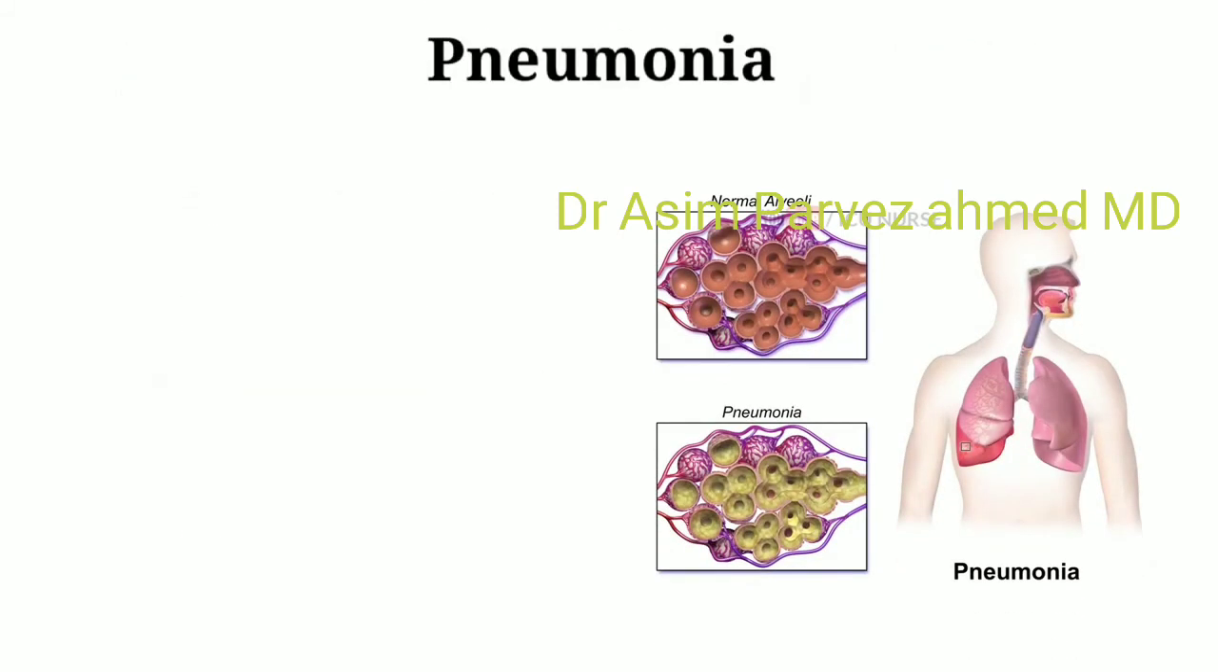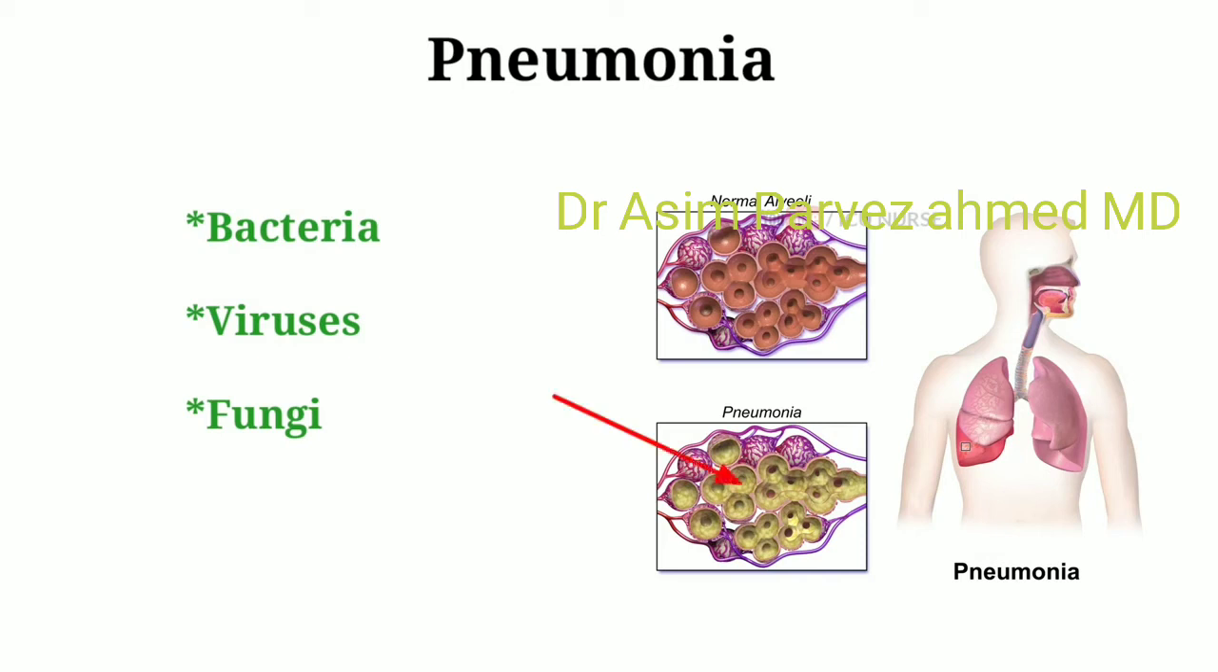Pneumonia is an infection of the lungs that may be caused by bacteria, viruses or fungi. The infection causes the lungs' air sacs, that is alveoli, to become inflamed and fill up with fluid or pus. This can make it hard for the oxygen you breathe in to get into your bloodstream.